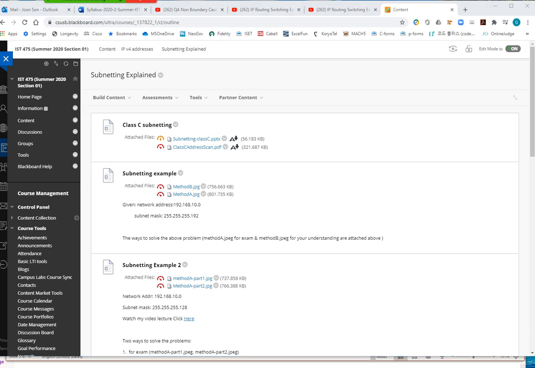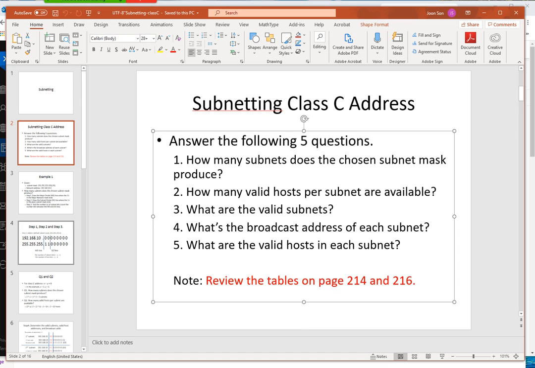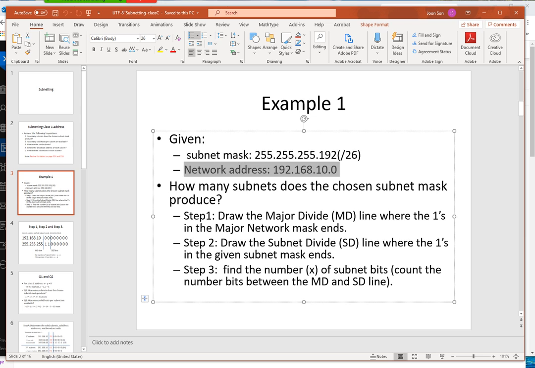Okay, this is class C subnetting, meaning that the network address given is, as you can see, always class C. And then the subnet mask given is going to be 255, then something. It could be 192 or 240. So my point is your subnet mask is going to be greater than /24.